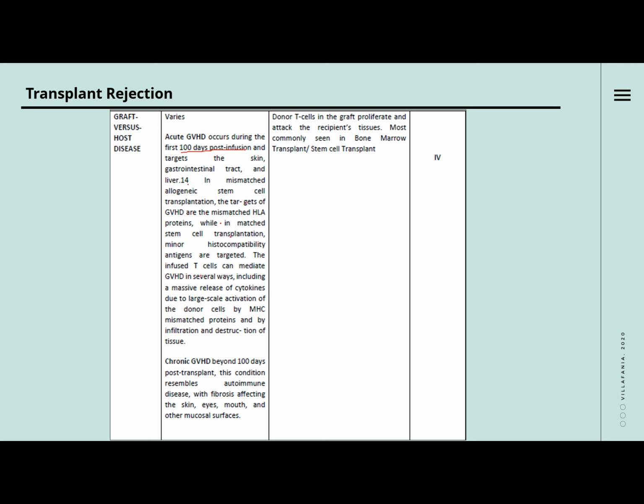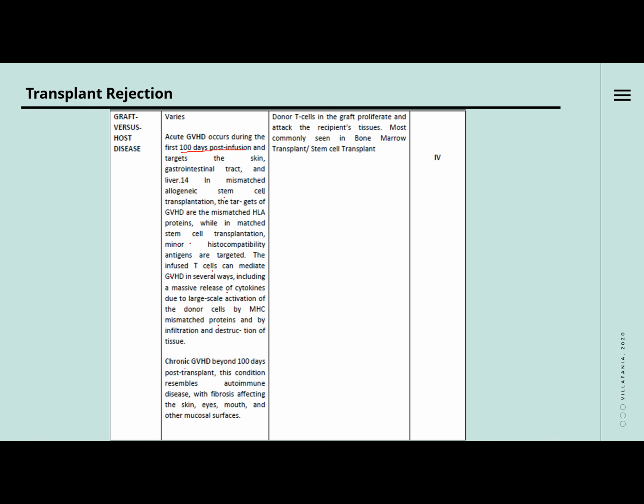The infused T cells can mediate GVHD in several ways, including a massive release of cytokines due to large-scale activation of the donor cells by MHC mismatched proteins and by infiltration and destruction of tissue.